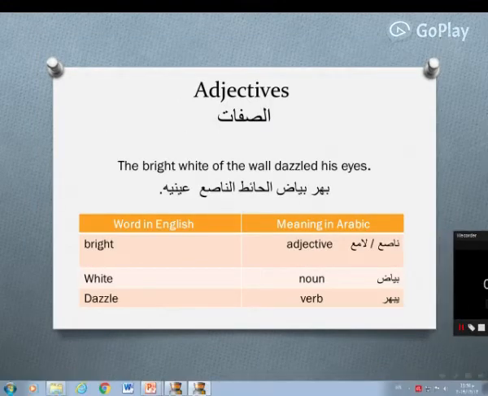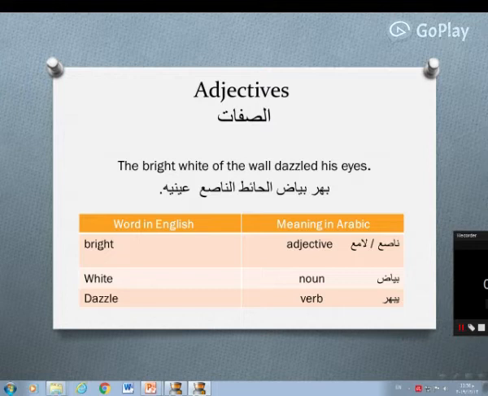The first thing I'd like to start with is adjectives, as-sifat. Now let's read this example. The bright white of the wall dazzled his eyes. So look at this. Here we have the noun white and we have the adjective bright preceding the noun, modifying it, because this is usually the case in English, but in Arabic the adjective follows the noun.